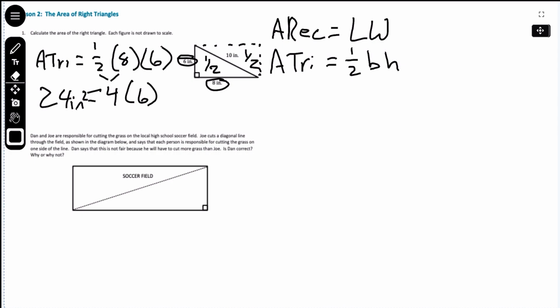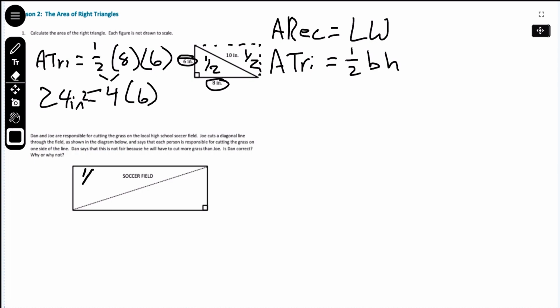So now then, it says Dan and Joe are responsible for cutting the grass on the local high school soccer field. Joe cuts a diagonal line through the field, as shown in the diagram below, and says that each person is responsible for cutting the grass on either side of the line. Dan says that this is not fair because he will have to cut more grass than Joe. Is Dan correct? Well, no, he's not. Okay?